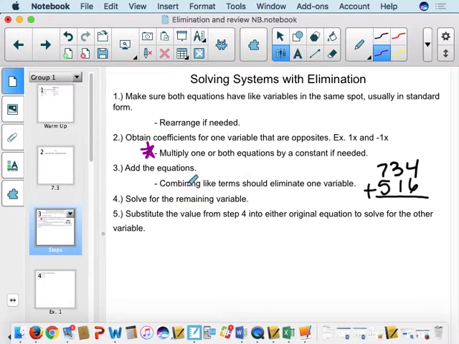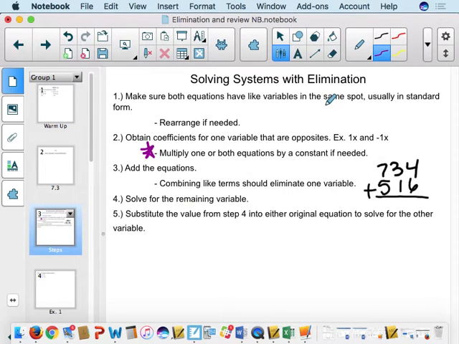We're going to add the equations today. So remember in 3rd and 4th grade when you had to add numbers like 734 and 516, you were adding the columns together? That's what we're going to do with these equations, okay? So think about what you hear when you see elimination. What do you guys think of when you hear elimination? What word? Remove, get rid of, eliminate, right? So when we add these equations, you want one of the variables to eliminate, okay?